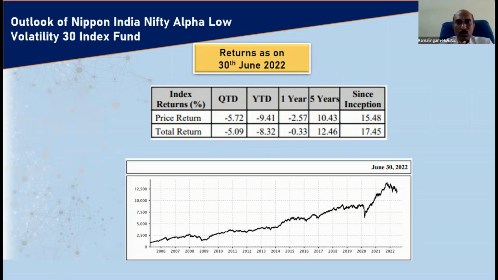So don't invest for any short-term goals, or if you have only short-term money, these kind of equity funds you have to avoid. However, this fund has delivered 12.46% return in the last 5 years CAGR. Since inception, 17.45%. So in the long run, this fund has definitely beaten inflation.